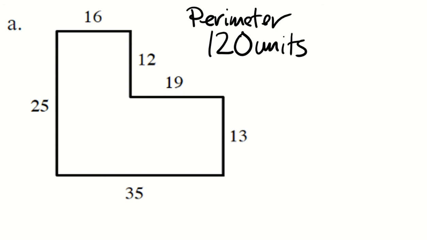In terms of area, I'm probably going to dissect this by looking at these two rectangles. One of the rectangles is 16 by 25. I could find that area by just multiplying. And the other rectangle looks like it has an area of 19 by 13.